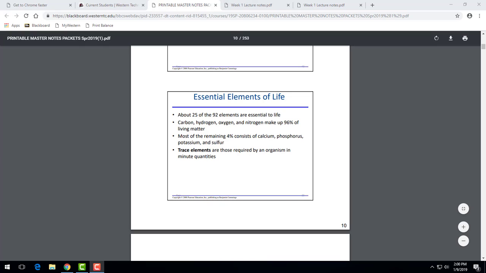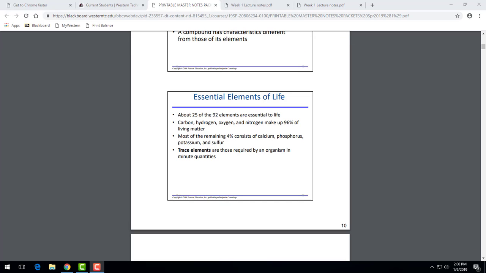When we look at what makes up most of living matter, it's carbon, hydrogen, oxygen, and nitrogen. 96% of us is made up of those 4 elements. The other 2 are phosphorus and sulfur. I'm not sure if I mentioned that before, but you can use the word CHNOPS. Those are the top 6 elements in living things. Other important ones are calcium and potassium.